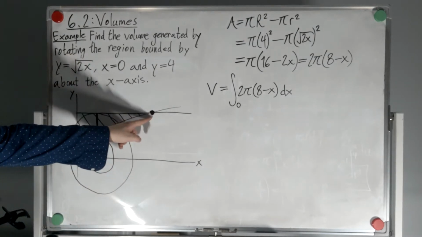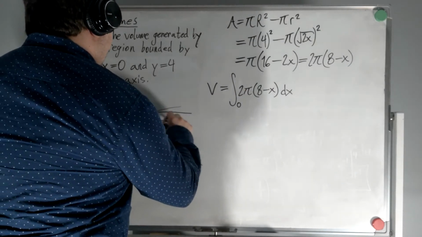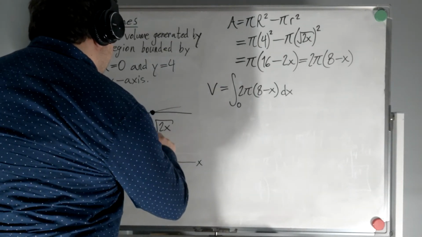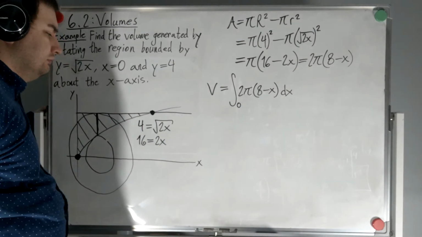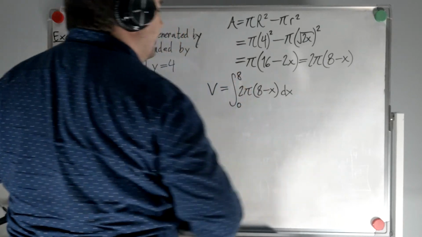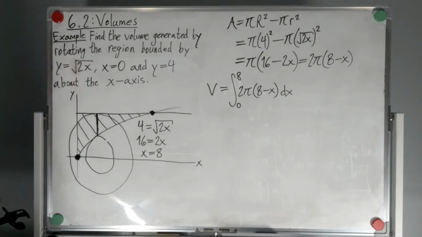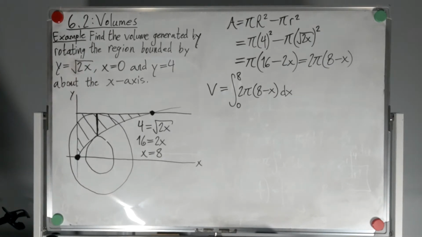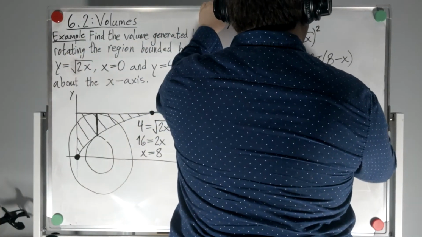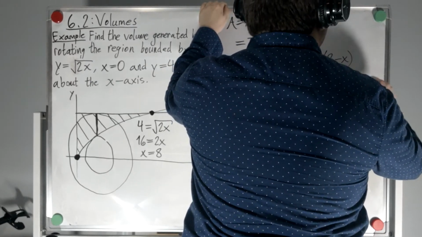This x-coordinate can be found by just setting these two curves equal to each other. So 4 equals the square root of 2x. In that case, 16 equals 2x. And so then x equals 8. So integral from 0 to 8. So we can take out the constant. This is 2 pi times the integral from 0 to 8 of 8 minus x.